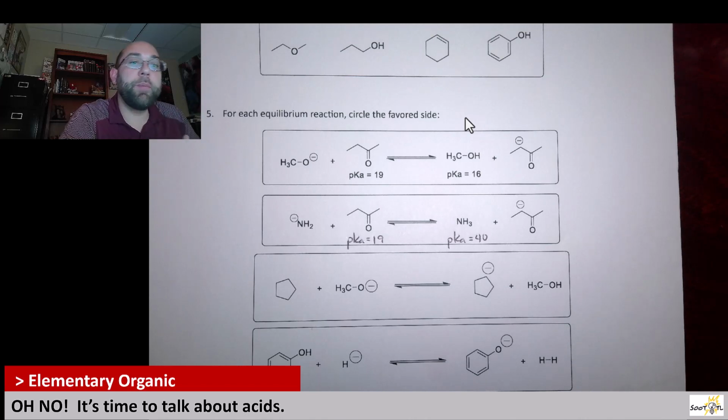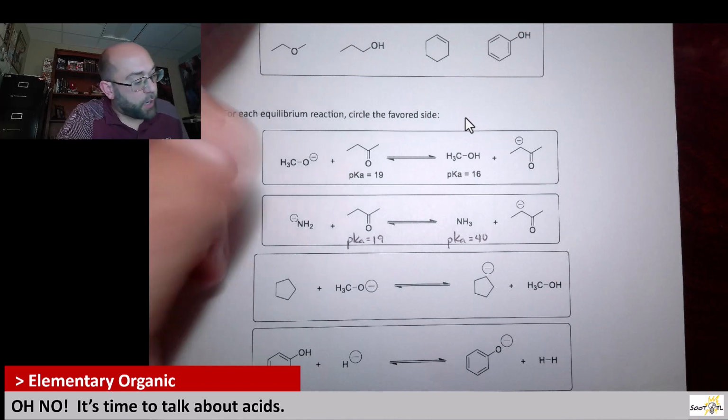And so to remember what we talked about in class in terms of which side is going to be favored, it's always the weaker acid side that's favored or the weaker base side that's favored. So you think about it like this, right? We know that acids donate protons. The stronger the acid, the more it wants to donate that proton. So what does that tell us? That tells us that the conjugate base of strong acids are the most stable.